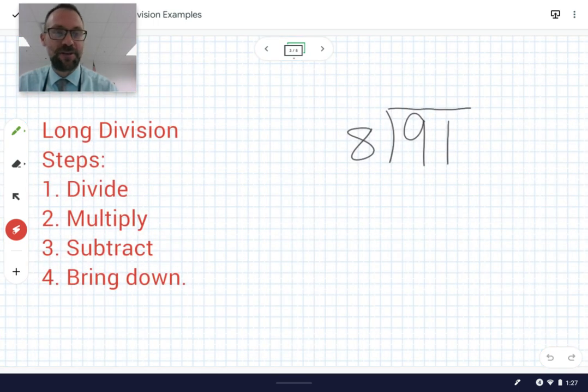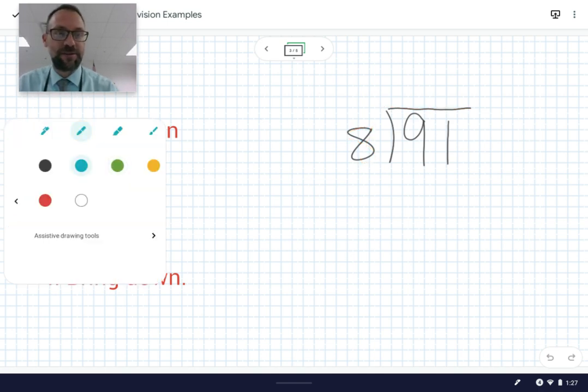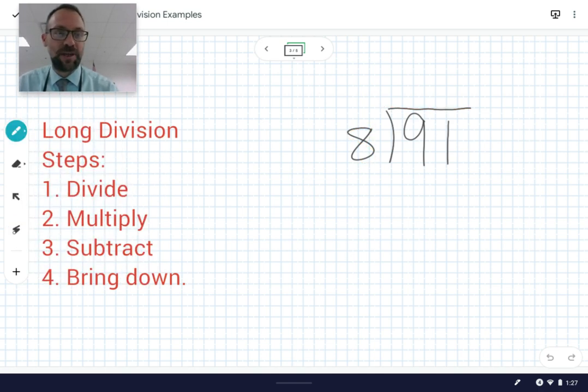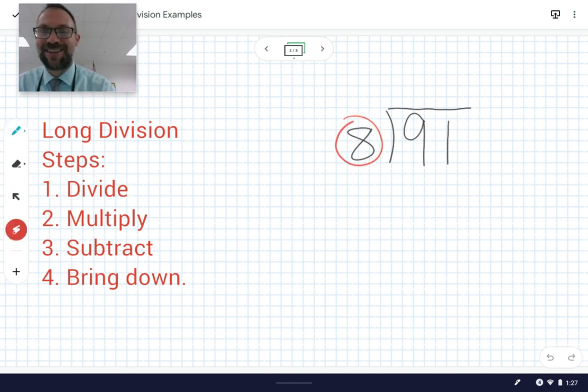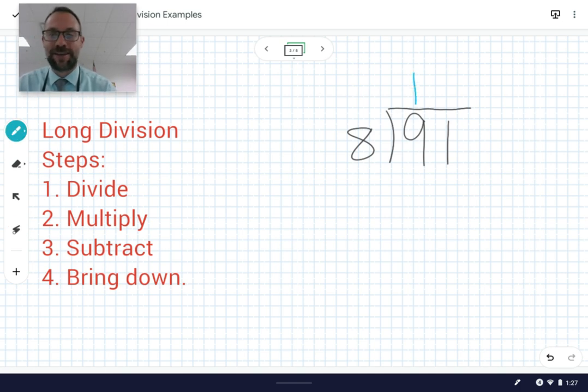All right, here we have 91 divided by 8. So let's see here. Step 1, we need to divide. So we'll ask ourselves, how many groups of 8 can I make in 9? And of course, the answer is 1 group of 8. That takes care of the division step, and so we'll now multiply.